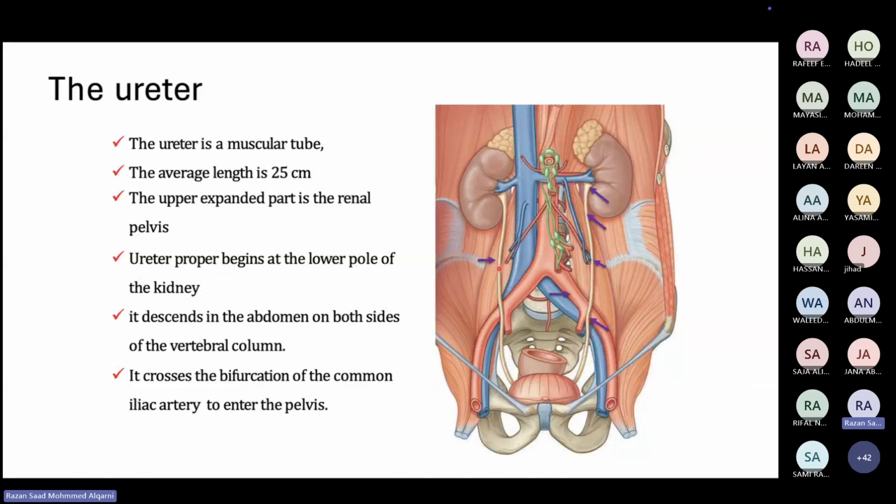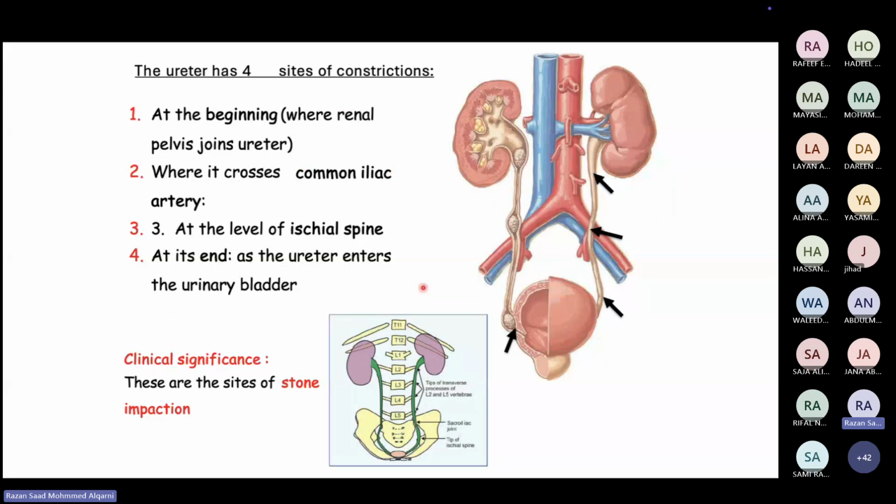It's going to descend in the abdomen till it reaches what? On both sides, as you can see here. It's going to be along the vertebral column, and it's going to be crossing the bifurcation, which is in here, as you can see, the bifurcation of the common iliac artery, either right or left. So it's going to cross what? The bifurcation of the common iliac artery, which is the landmark to know that the ureter has left the abdomen to enter what? The pelvis. So this is the most important thing around the ureter, but let's continue the other stuff that we need to know, and we need also to identify what is the significance of it.